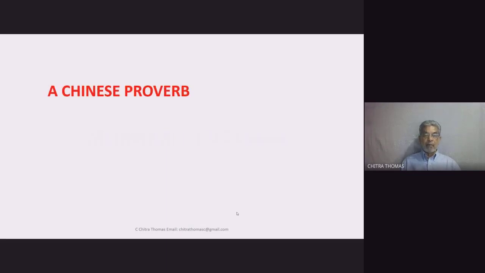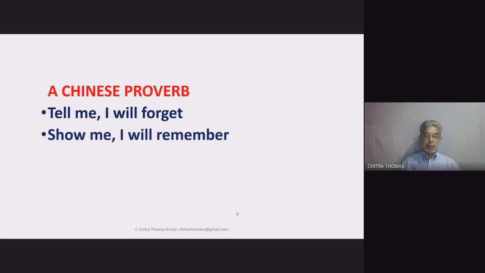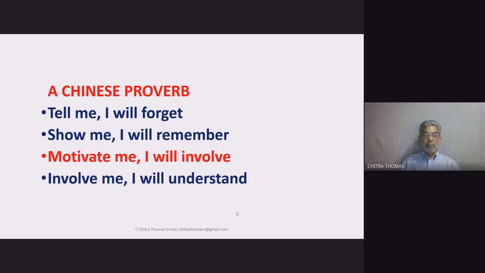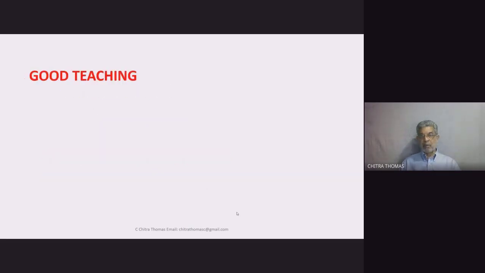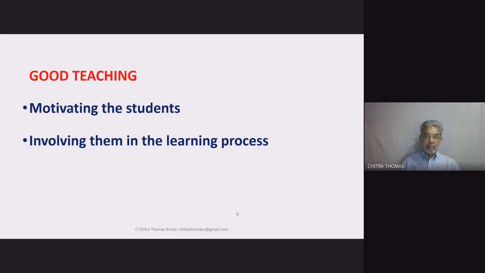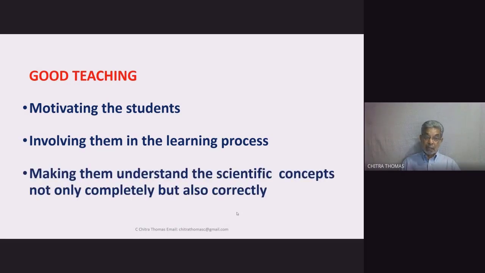Now the proverb will read like this. Tell me, I will forget. Show me, I will remember. Motivate me, I will involve. Involve me, I will understand. So according to this proverb, good teaching is all about motivating the students, involving them in the learning process, thereby making them understand the scientific concepts not only completely but also correctly.